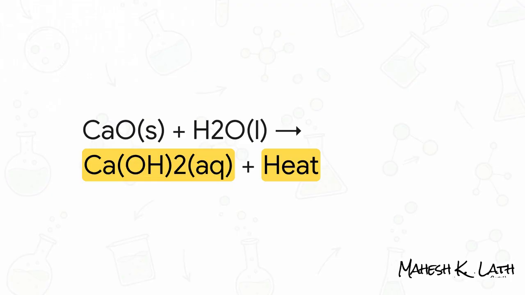But check out that word heat tagged on at the end of the equation. This reaction releases a massive amount of heat, making the whole mixture really warm. Whenever heat is released alongside the products like that, we call it an exothermic chemical reaction.